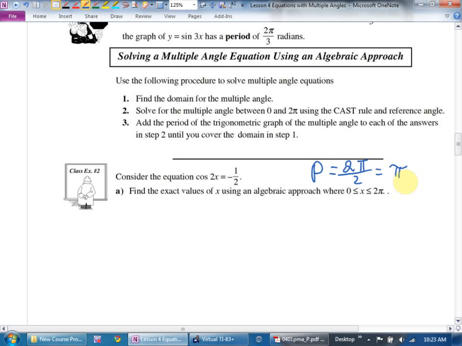So what don't we like? The 2x. My method, not using a graphing calculator, is, if I don't like the 2x, I'm going to temporarily get rid of it. Temporarily, I'm going to let the letter A equal 2x. What I'm going to solve here is this equation: cos A equals 1 half. Except let's bring the negative in. Sorry, cos A equals negative 1 half.